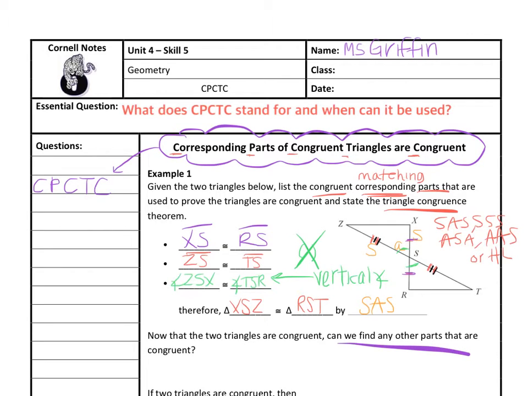Now that we know our triangles are congruent, can we find any other parts that are congruent? Is there anything else in these pictures that would be congruent as well? Hopefully you're recognizing that angle Z could now be congruent to angle T, because the whole triangles are congruent. Or something like angle X is now congruent to angle R, because they match and the triangles themselves are congruent. So every single part must also be congruent, as long as they're corresponding. And then we have another pair of sides, like ZX, which should be congruent to TR.